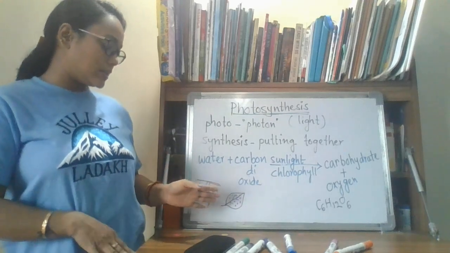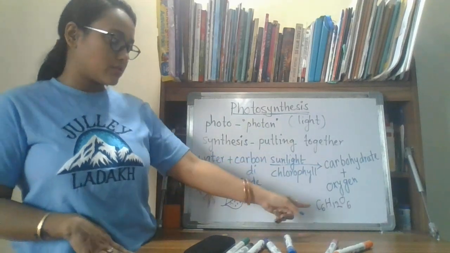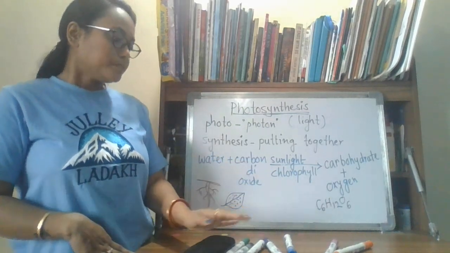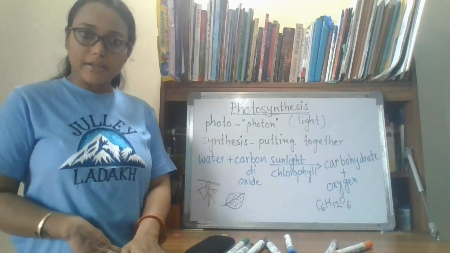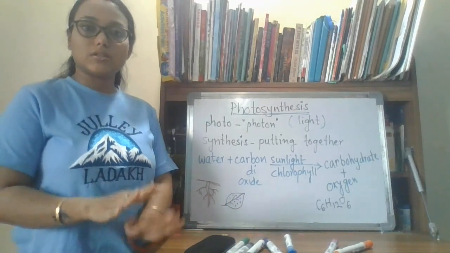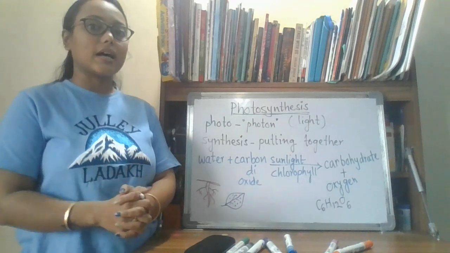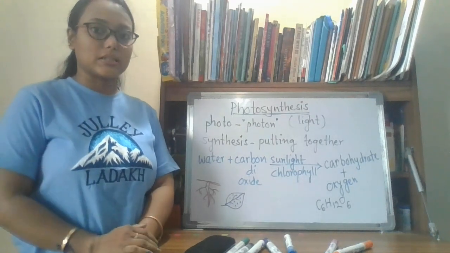So we learned about stomata, carbohydrate C6H12O6, and chlorophyll, the green pigment. This is what we have learned in short. Now in the next class, we are going beyond photosynthesis.